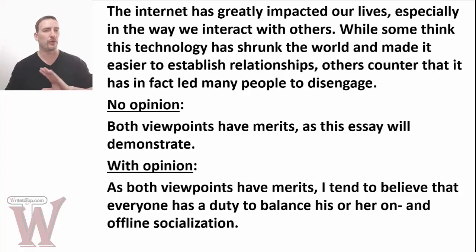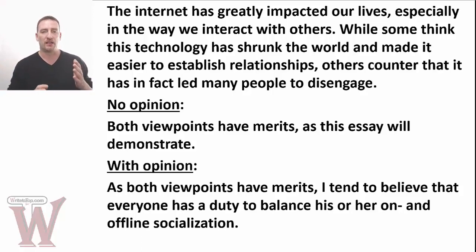Now, for the essay without opinion, don't give an opinion. Both viewpoints have merits, as this essay will demonstrate. Both viewpoints are correct and have something good to say, and this essay is going to demonstrate why that is so. There's no opinion, there's no I, there's no choosing one side over the other, there's no opinion whatsoever.